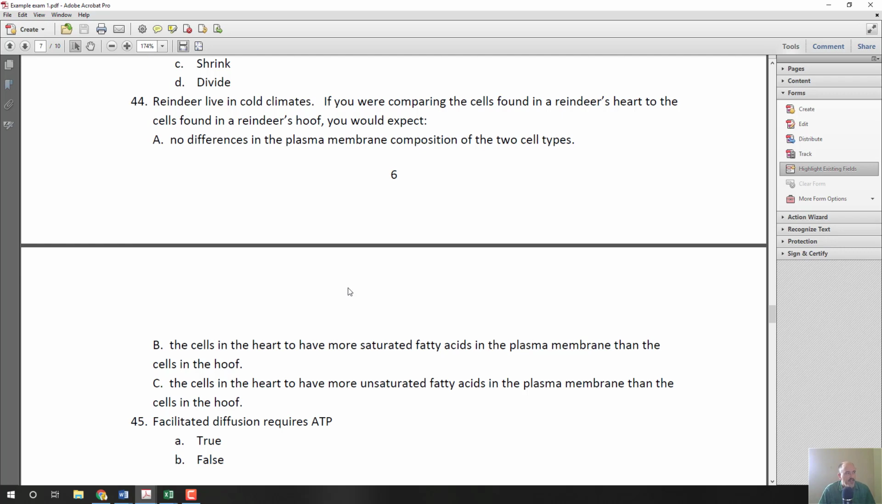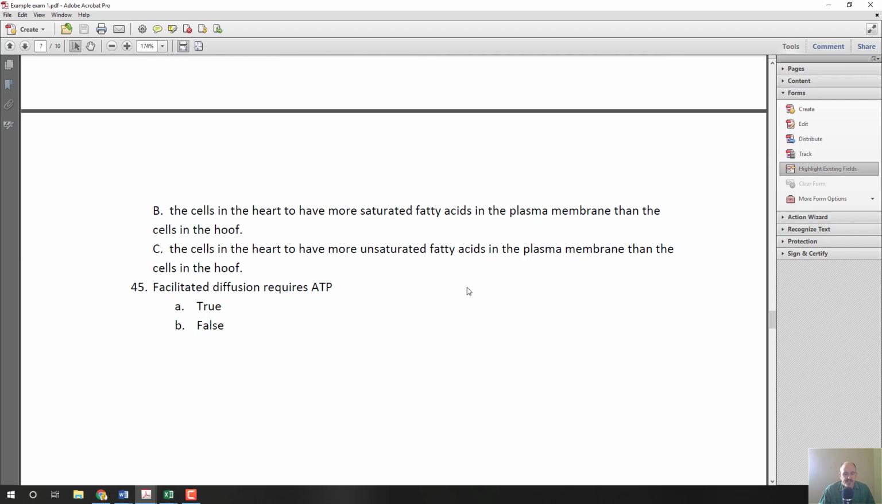Number 44, reindeer live in cold climates. If you were comparing the cells found in a reindeer's heart to the cells found in a reindeer's hoof, what would you expect to find? You would expect to find B, the cells to have more saturated fatty acids in the plasma membrane than the cells in the hoof. Why?